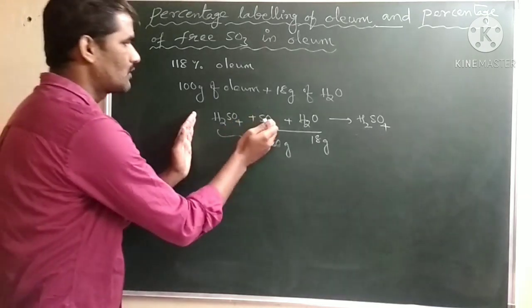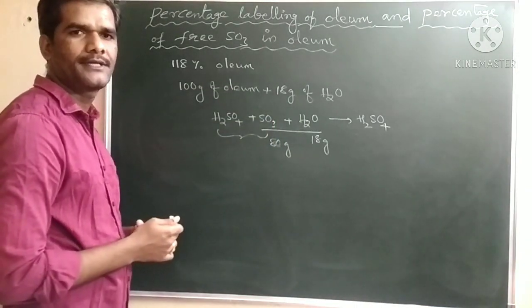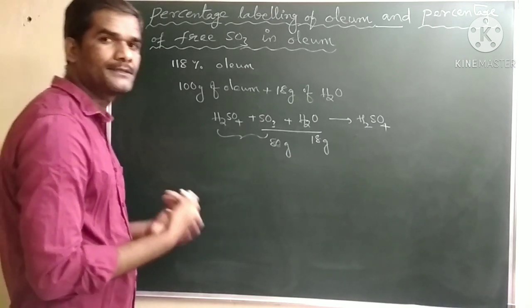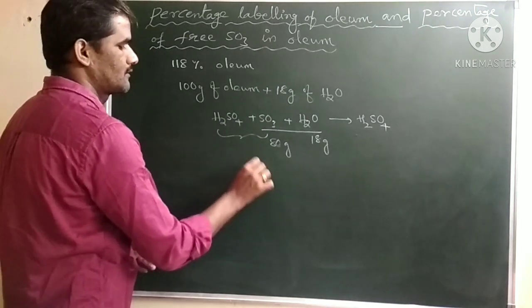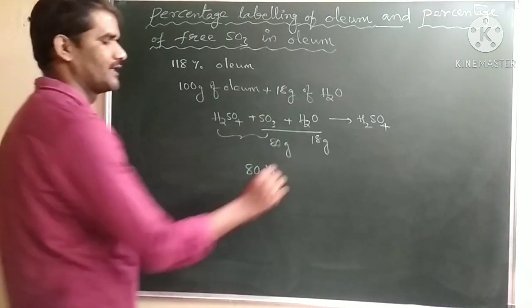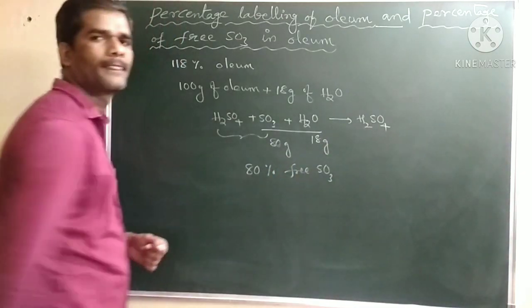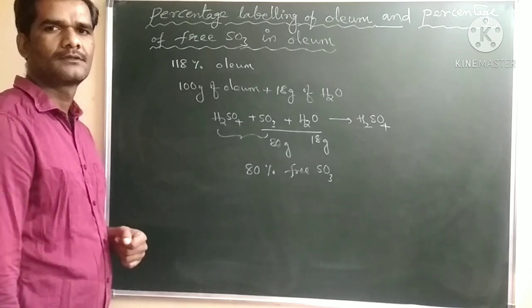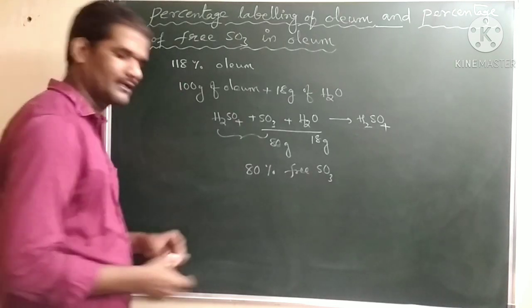So now the total oleum is 100 grams. In that 100 grams, how much SO3 is there? 80 grams. Then what is the percentage of free SO3 in the oleum? 80%. So this gives 80% free SO3 in oleum. Similarly, you can take one more. Already we have taken 104.5. Let me take that one.